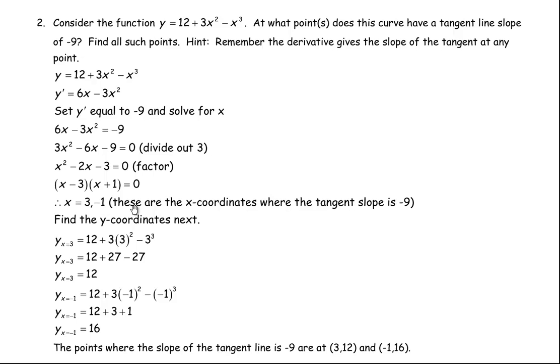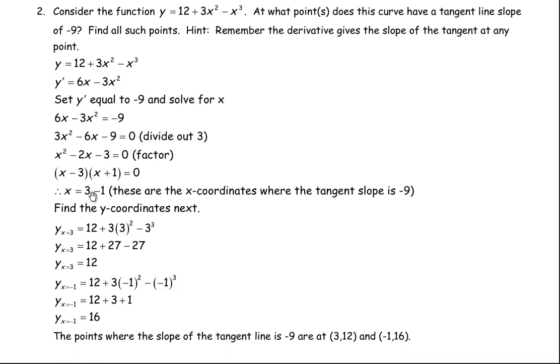And so when it says at what points, that means an entire ordered pair, not just the x coordinate. So the last thing to do here in question number 2 would be to find the y values that go with each of these x's. So we would take the 3 and substitute it in place of x in the original function. So the y value where x is 3, we would go 12 plus 3 times 3 squared minus 3 cubed. And so 3 squared is 9 times 3 is 27, and that's minus 27. So those actually add to 0, and we get 12 for the y coordinate.